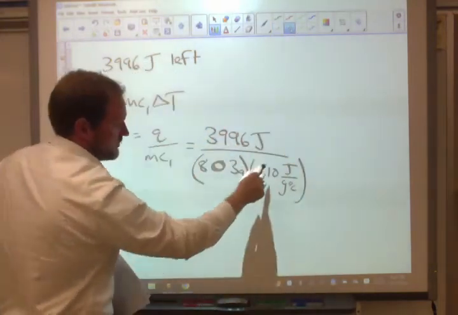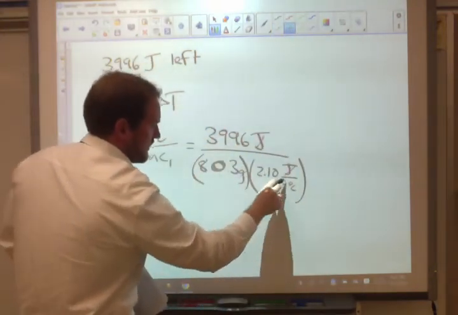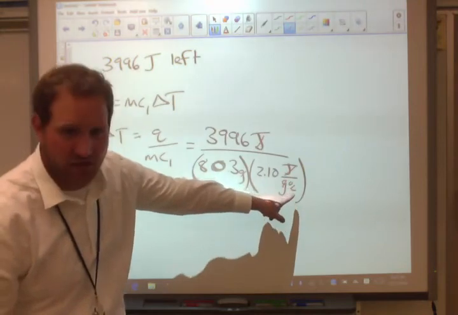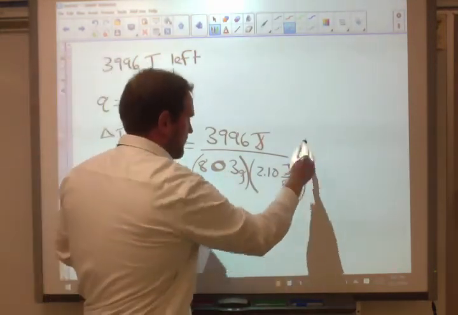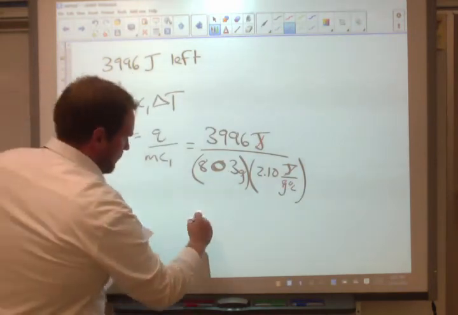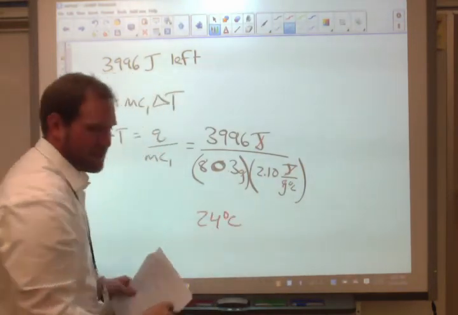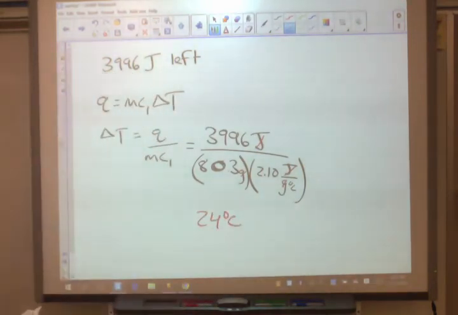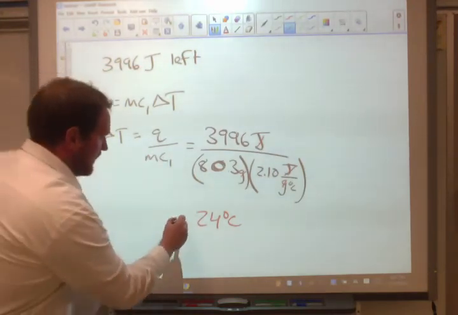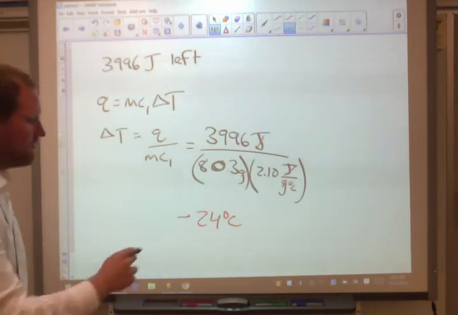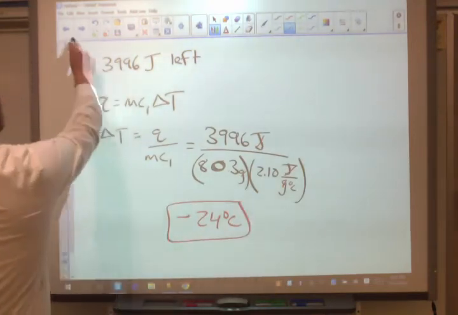Check our units. Joule cancels joule, gram cancels gram, and degree Celsius is like that double denominator, inverse of an inverse. It's going to come up to the top. Final answer here, I get 24 degrees Celsius. That's delta T, change in temperature. And since we started at 0 and we're cooling down, my final answer, negative 24 degrees Celsius.